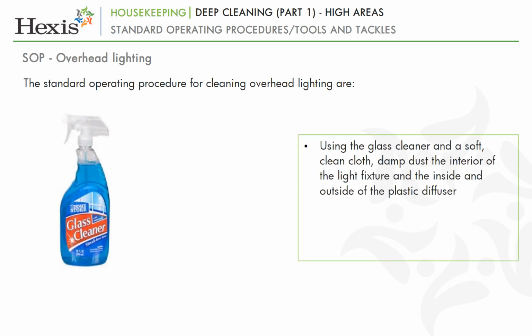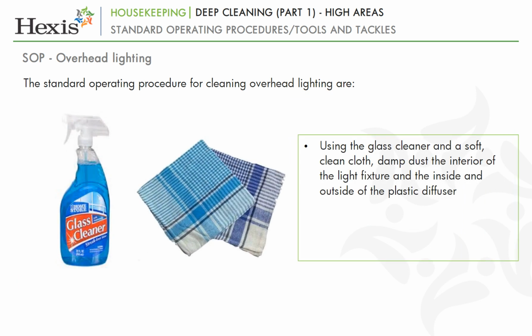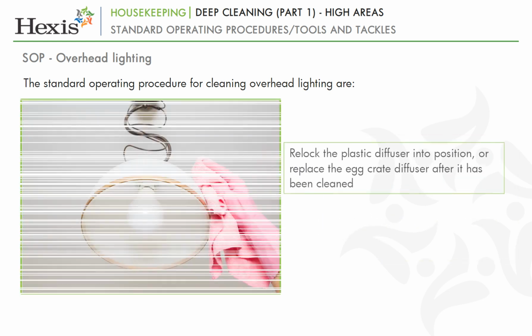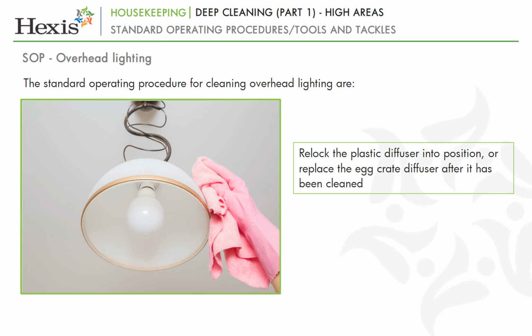Using the glass cleaner and a soft clean cloth, damp dust the interior of the light fixture and the inside and outside of the plastic diffuser. Dry all surfaces with a soft clean blue check dust cloth. Relock the plastic diffuser into position or replace the egg crate diffuser after it has been cleaned.